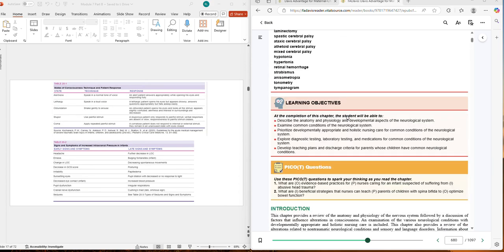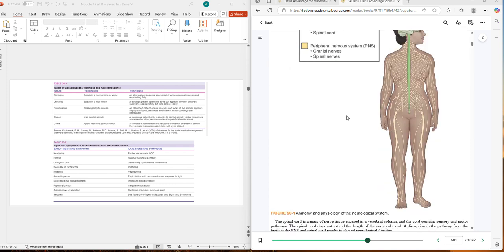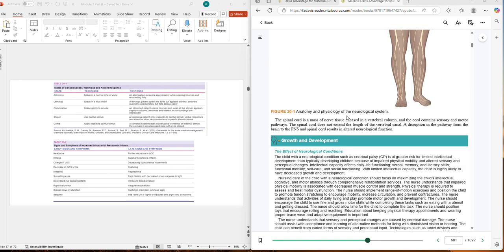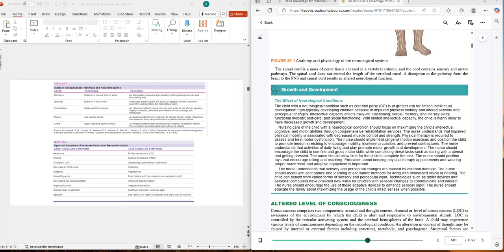Let's look on page 681. Under the growth and development, I want you to read this and make sure you understand the effect of neurological conditions on a child. Cerebral palsy is a big one. Just make sure you read through that.